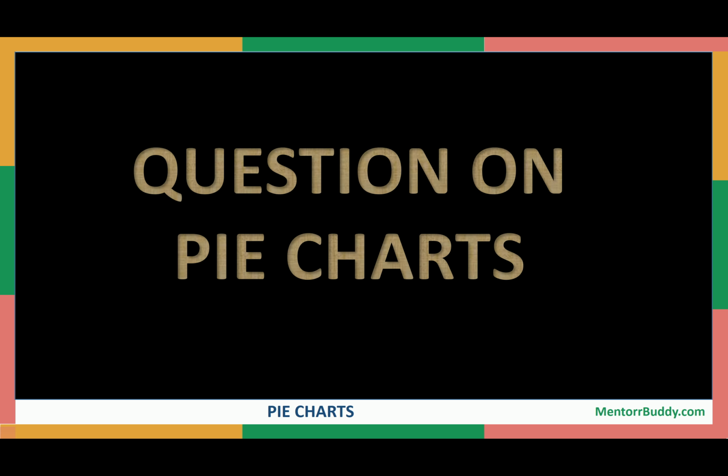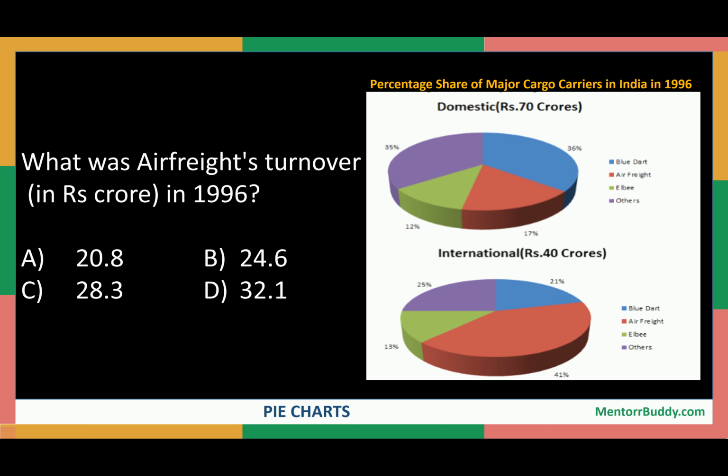Here we have a question on pie charts. So let's quickly understand the question. It says the percentage share of major cargo carriers in India in 1996. On the right-hand side you can see two pie charts, one representing the domestic turnover of cargo carriers and the second representing the international turnover of cargo carriers in the year 1996.